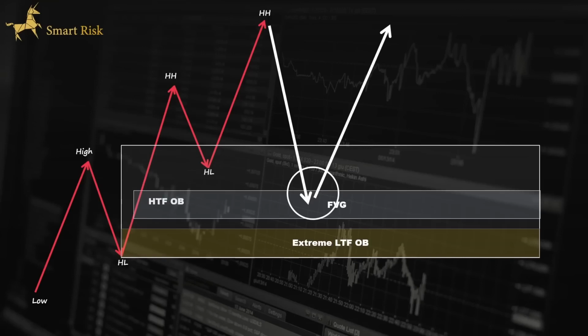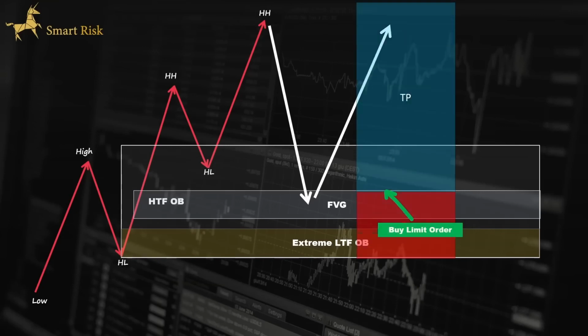Setting up entries based on fair value gaps often results in a higher hit rate compared to extreme order blocks. However, when using fair value gaps to enter the market in a bullish scenario, we typically place our limit order at the highest point of the fair value gap, and our stop loss should be positioned below the extreme order block. This approach results in a wider stop loss, which directly reduces the reward-to-risk ratio of the trade.